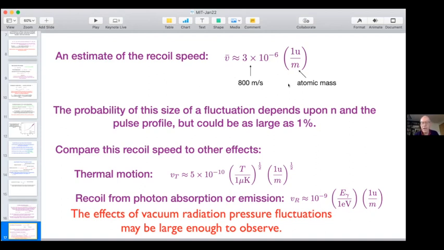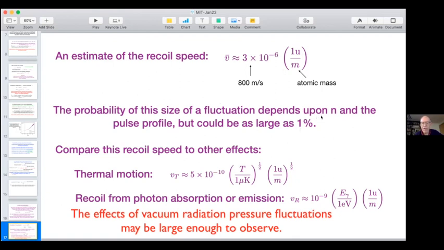So of course, hydrogen would be the most favorable atom. It might get a recoil of about 800 meters per second, which might be large enough to measure. Larger atoms, of course, will recoil at a correspondingly smaller rate. And of course, you also want to know what is the probability of such a fluctuation occurring. Well, it depends both on n and on the pulse profile. But in the most favorable case, it could be as large as about 1%.